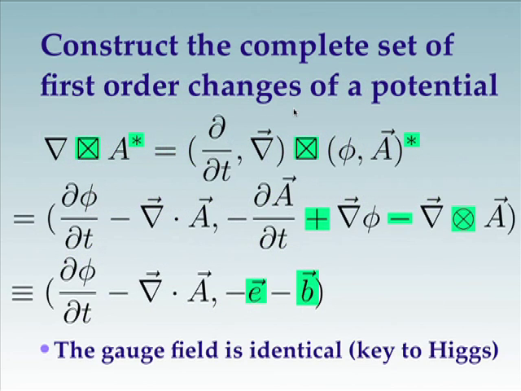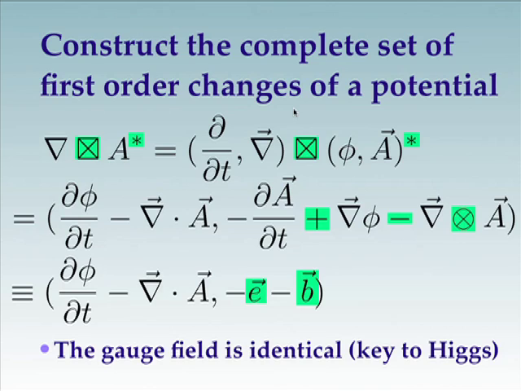So we're going to construct a complete set of first order changes of a potential, okay? But this time I'm going to use that hyper-complex product. And you'll notice that I'm using these yellows here and there. Why? Because I'm really using exactly the same slides. I said I don't want to work too much. I'm using the exact slides and figuring out where the signs change. And what's amazing is that exactly half the signs are going to change. Well, actually, this part is exactly the same.